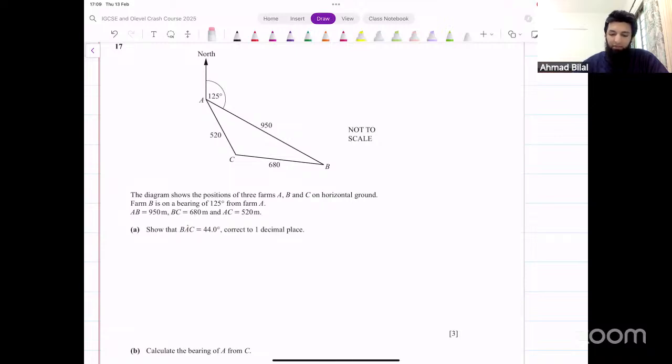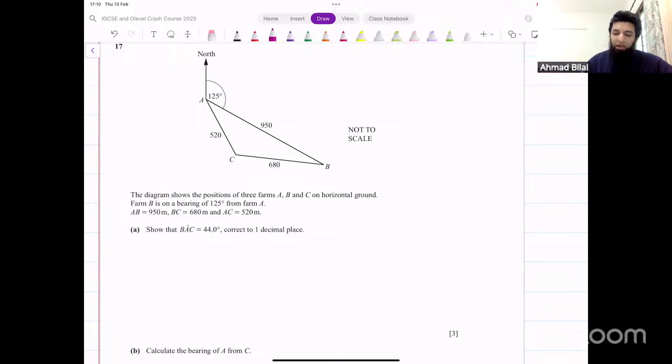Okay, angle BAC. Which angle are we talking about? This angle here. We need to show that this angle is 44 degrees to one decimal place. How do you find this angle? You have three sides of a triangle given, right? It's not a right angle triangle, so we can't use trigonometric ratios directly. Can we use sine rule? We need at least one side angle pair for the sine rule. We don't have any angle in the triangle. Even using this 125, it's not possible to find any angle inside the triangle. So we don't have any side angle pair. So what we do instead is we use the cosine rule.